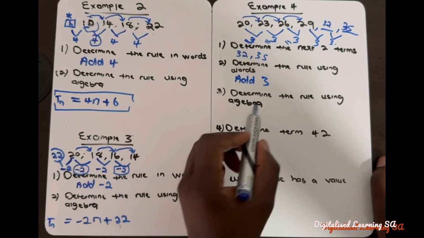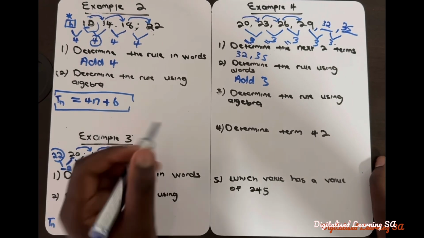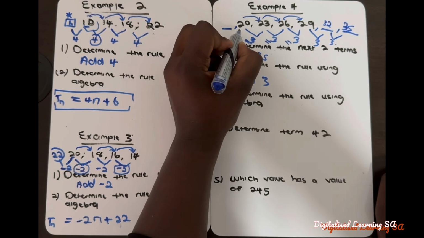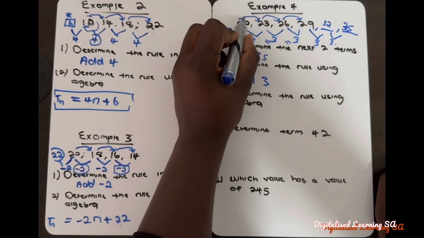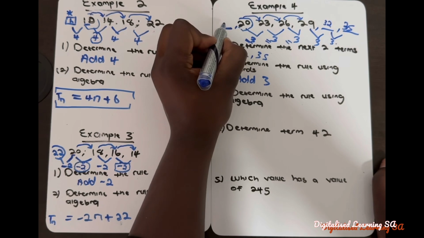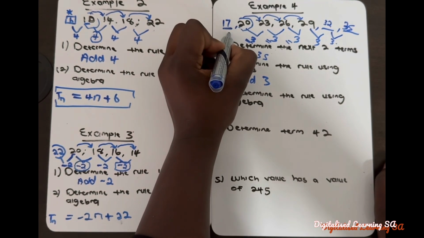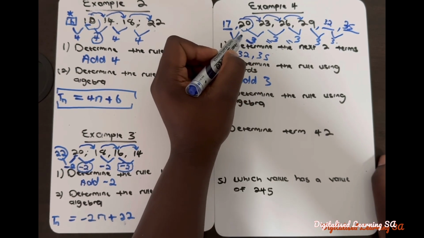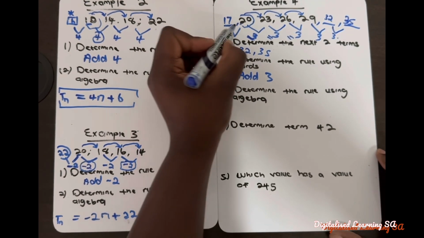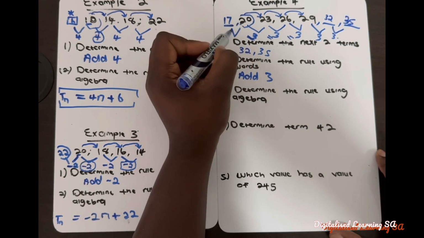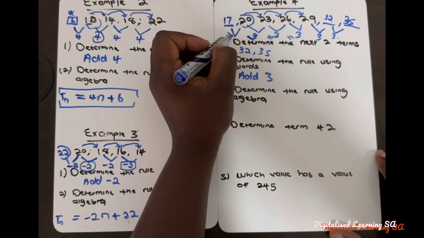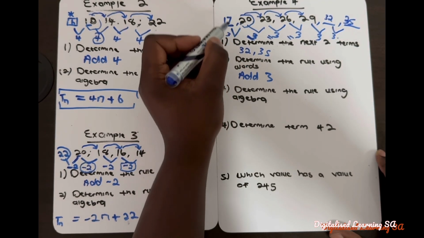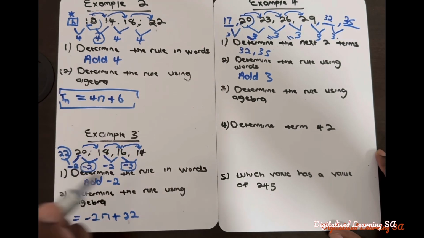And then the next question is determine the rule using algebra. So with algebra, remember that we need to get the value that comes before this 20 here, and in this case it will be 17. And to prove that it's 17, you need to add this 3 to this value, and then it should give you 20. So if you add this value that we got here with this 3, you should be able to get 20. And in this case, 17 plus 3 is 20.